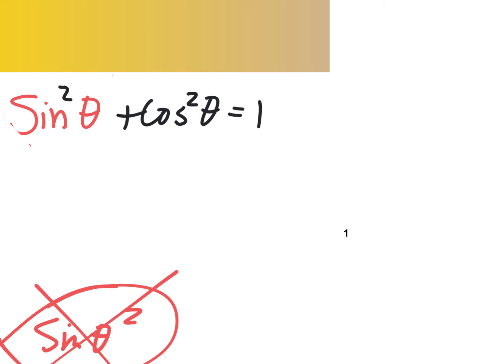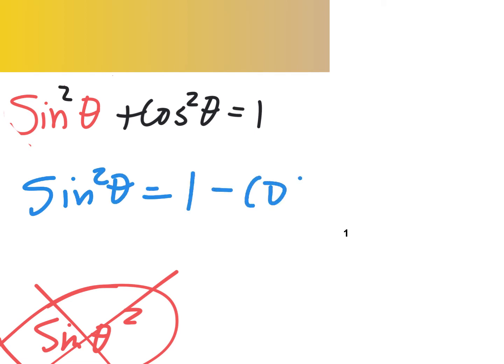Just sine squared. Yes? 1 minus cosine squared. Yep. Everybody please write this one down. Sine squared theta is equal to 1 minus cosine squared. And this is the beginning of a huge list of what are called identities.